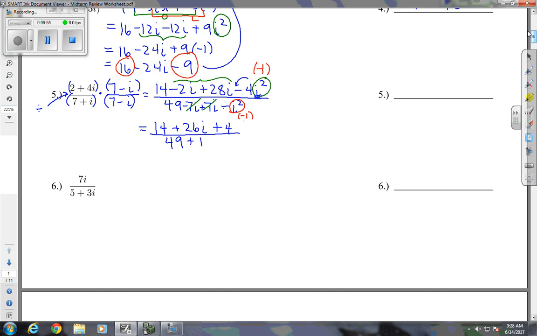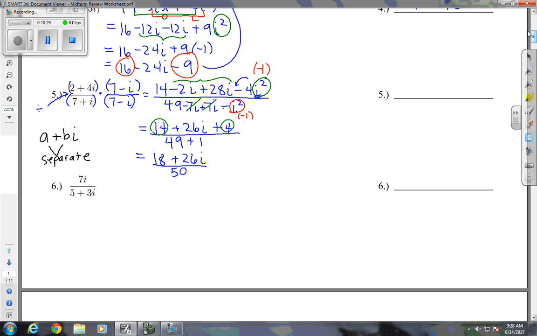Okay, back to the numerator. Let's combine our real parts. 14 plus 4 gives me 18, and we still have this 26i, and in the denominator we have 50. Now that feels pretty good. We made it pretty far, but don't express your answer this way. Remember, standard form is real part plus imaginary part, and they have to be separate.